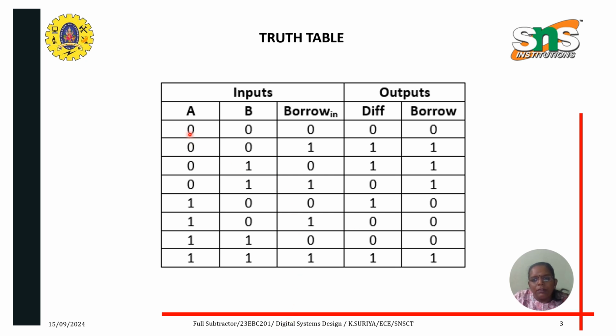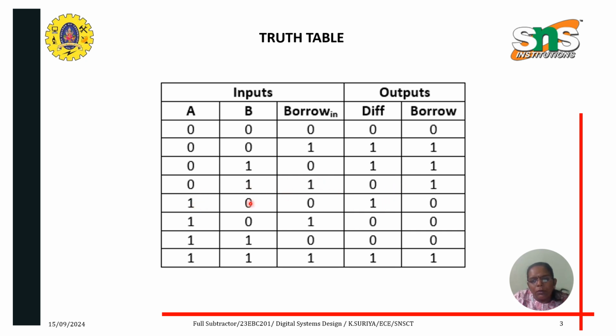So if we consider the first one here, 0 minus 0 is 0 and again 0 minus 0 is 0. So both difference and borrow is 0. 0 minus 0 is 0 and 0 minus 1, you have a borrow 1 and difference 1. 0 minus 1, you have a borrow 1 and difference 1. Again, the difference 1 minus 0 will be giving a difference of 1. 0 minus 1 is having again a borrow of 1 and a difference of 1. And the difference 1 minus 1 will give again a difference of 0.